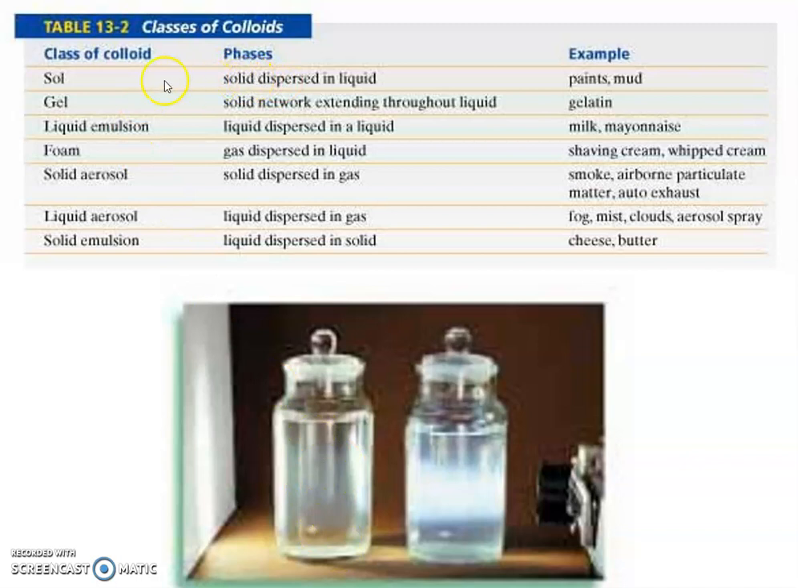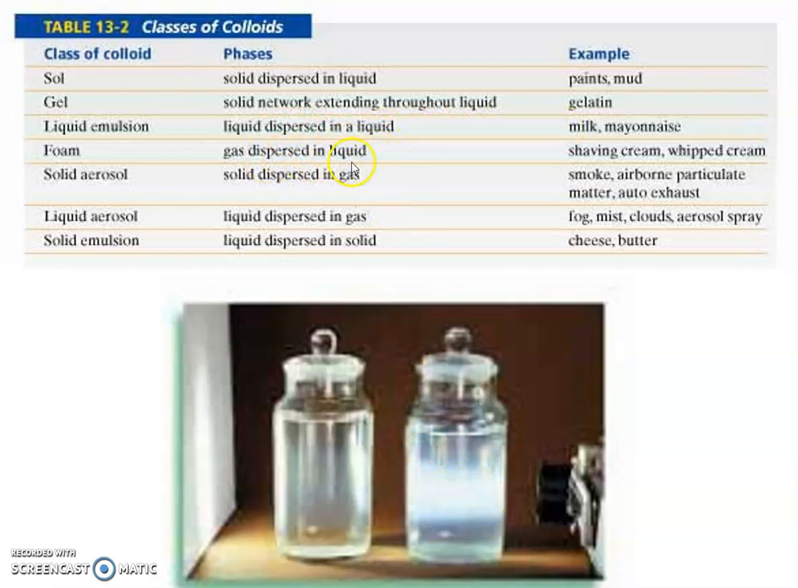So here are some examples of various types of colloids. And again, you don't really need to know all these, but I just wanted to give you some examples. Solid dispersed in a liquid: things like paints, mud. Solid network extending through a liquid would be jello, gelatin. A liquid in a liquid would be the milk we just talked about, where you're taking that fat and dispersing it more evenly in the milk.